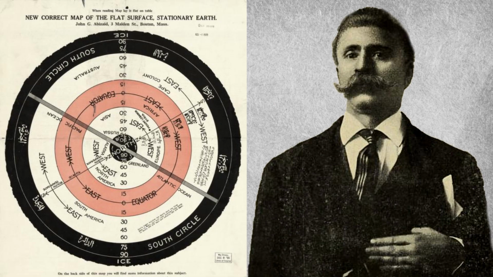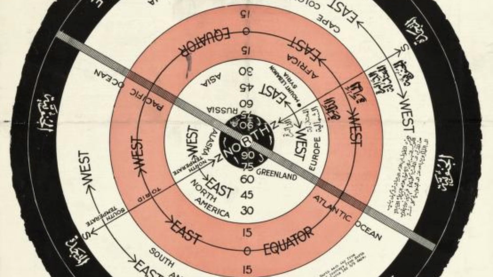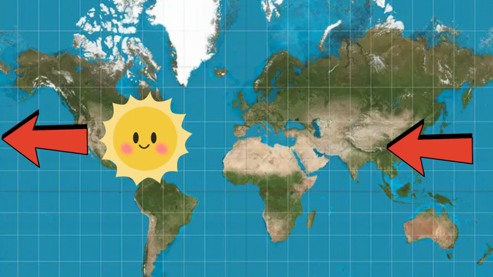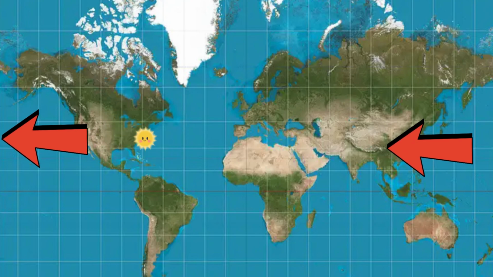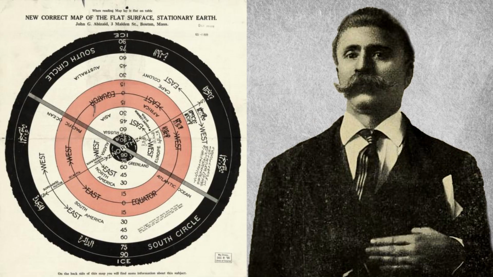I particularly like this model from Professor John G. Abizaid in the year 1920. This one just focuses on how the sun appears to move around the flat Earth, and where the North Pole is as compared to the Antarctic Circle. He's saying the sun does not Pac-Man itself around the world. The North Pole is at the center of the map, and the Antarctic Circle is the edge of the map.